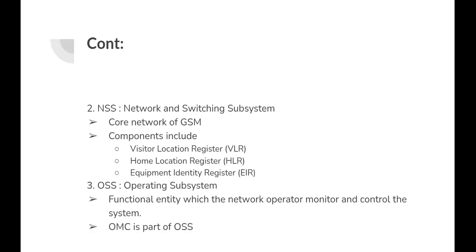On to the next subsystem, the network and switching subsystem. This is the core network of the GSM. And some of the components, I think we've all seen the HLR somewhere in the document. One of the components is the HLR, another one is the VLR, and another one is the EIR. So these people like a lot of acronyms and all that. Another subsystem is the OSS, the operating subsystem, mostly for monitoring, control, maintenance, and all that.